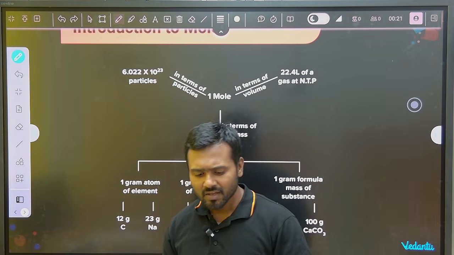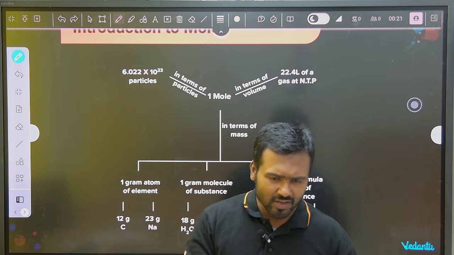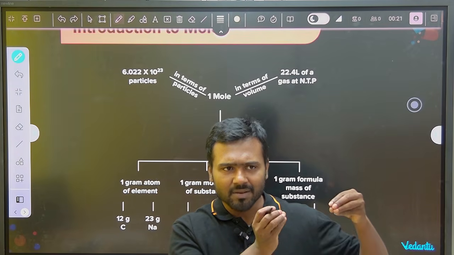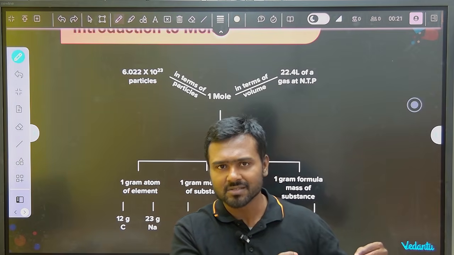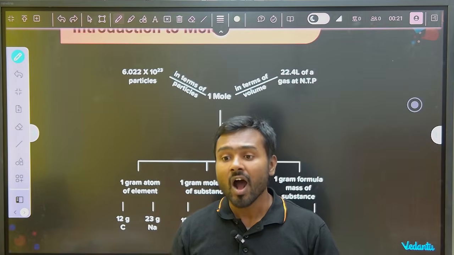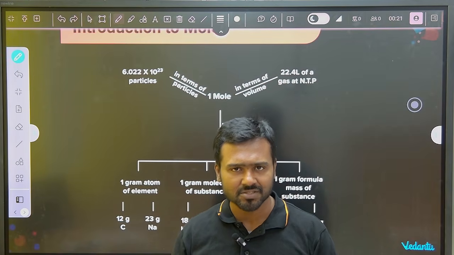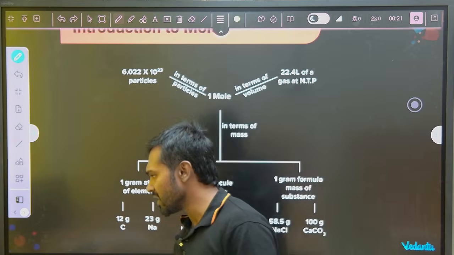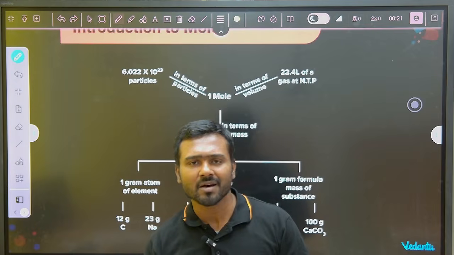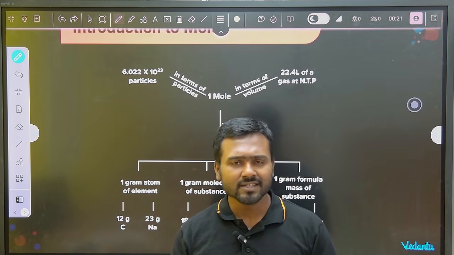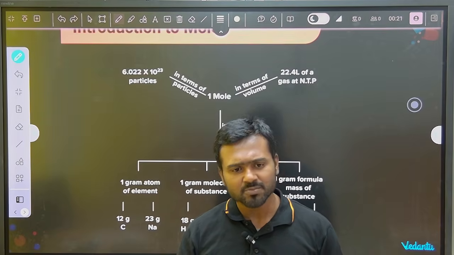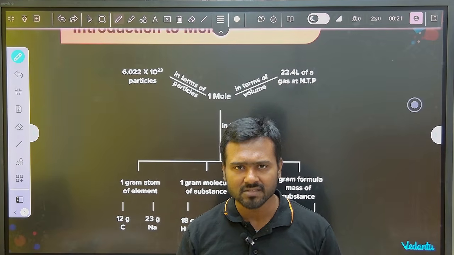Let's take carbon only. When you take 12 grams of carbon, how many carbon atoms does it contain? Or in another way, how many carbon atoms weigh 12 grams? So 12 grams is the gram atomic mass of carbon, and it contains 6.023 into 10 power 23 carbon atoms. Or vice versa, 6.023 into 10 power 23 carbon atoms weigh 12 grams.